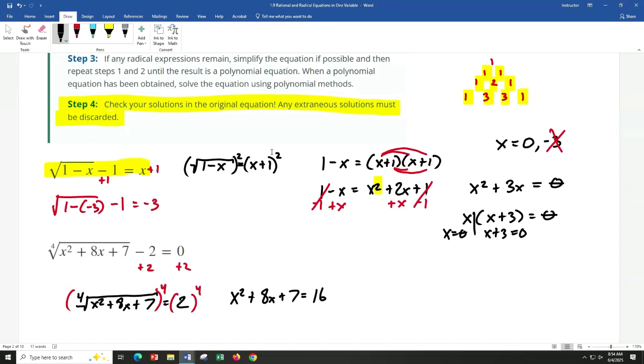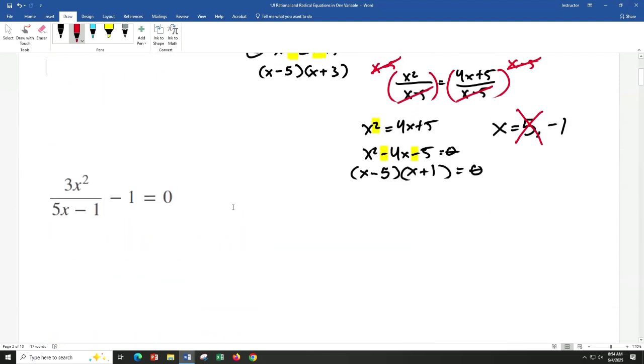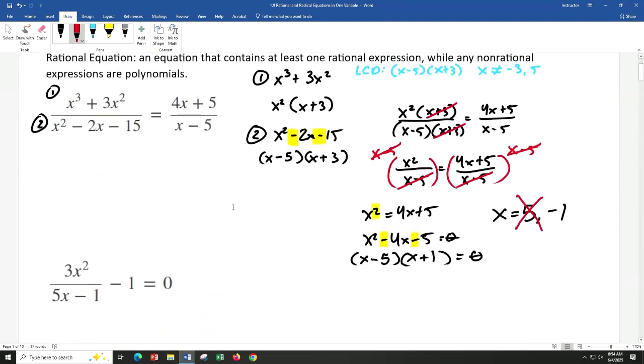What did I just highlight? Checking your answer. Restrictions were for the other one, okay? I know I hammer a lot about restrictions, but we're not going to have a lot of restrictions on this one. You're looking for extraneous solutions here, whereas before, restrictions are for up here. These have restrictions because you got a denominator.